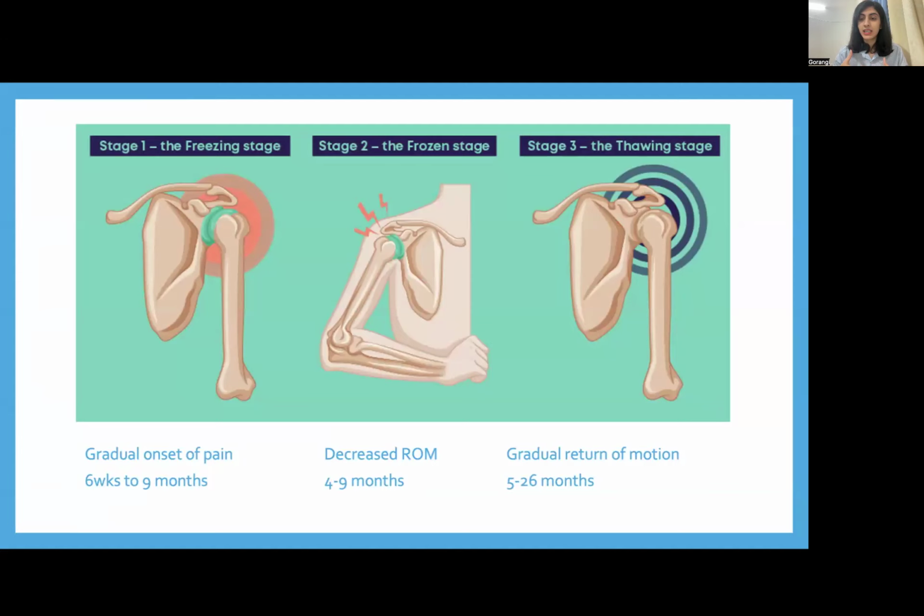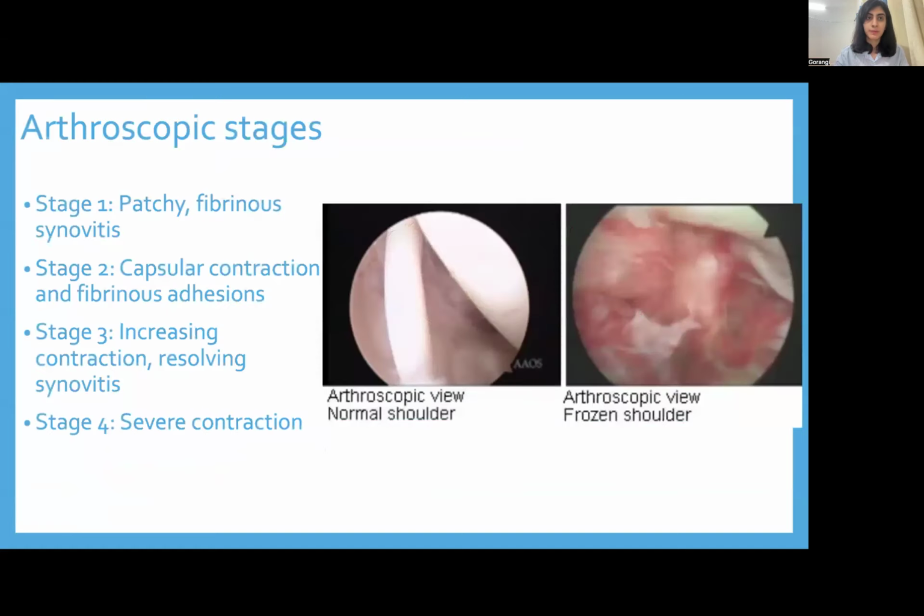So the freezing stage is the initial stage where there is inflammation, where the patient has gradual onset of pain, and it's in the initial 6 weeks to 9 months of the condition. The frozen stage is where fibrosis sets in and there is decreased range of motion, and this is between 4 to 9 months. The thawing stage is where there is gradual return of motion, and it can take somewhere around 5 to 26 months post onset of symptoms.